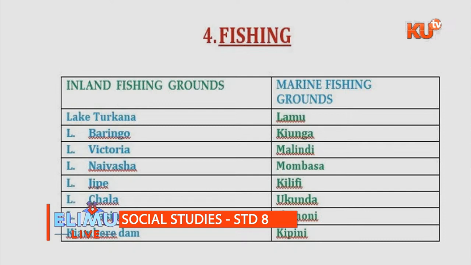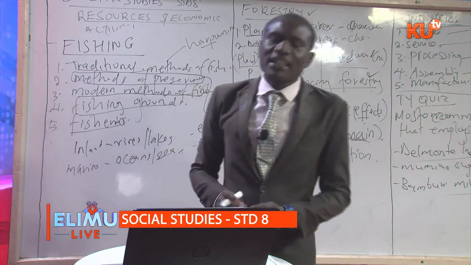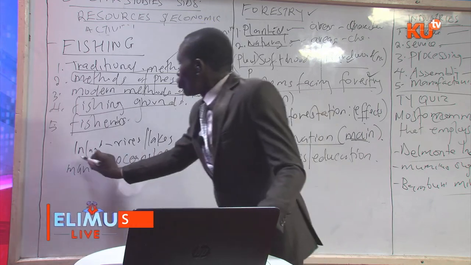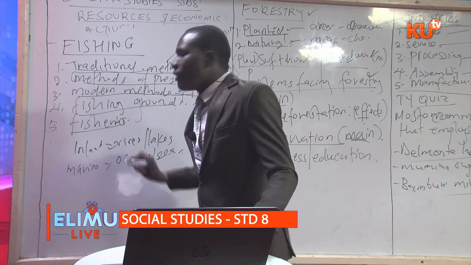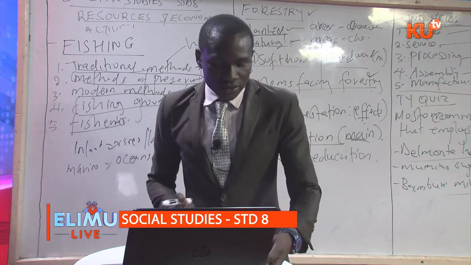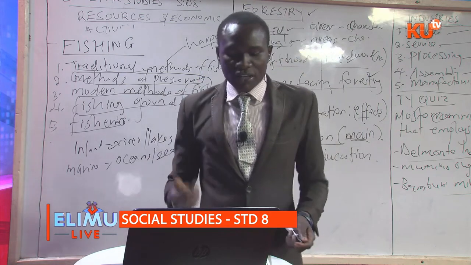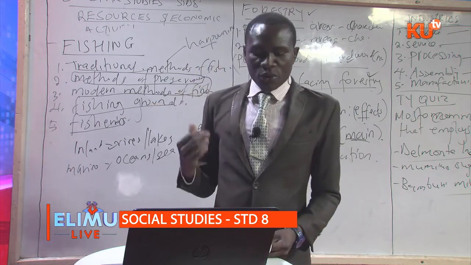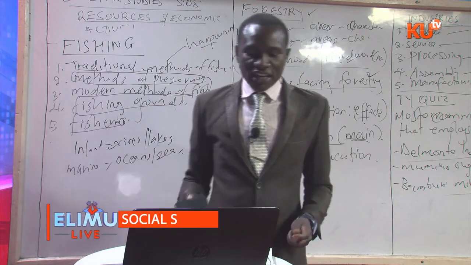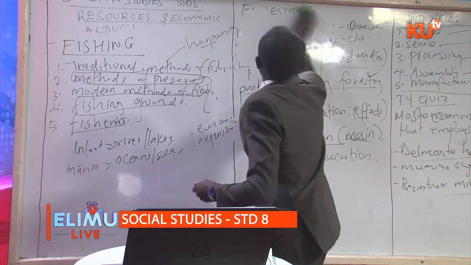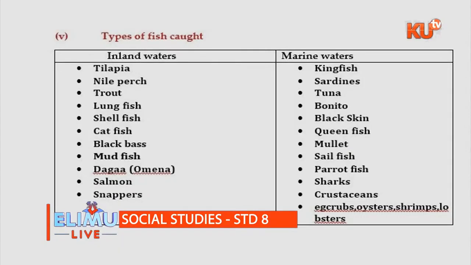Then when it comes to fisheries, they will ask you about fish that are caught in marine and fish that are caught in inland fishing grounds. So you should be able to know the fisheries that are caught in the inland and in the marine fishing ground, as we can see on the screen. On inland, we have tilapia, Nile perch, trout, lungfish, shellfish, catfish, black bass, mudfish, daga, which is omena, salmon, and snapper. You can see them on the screen. Just put them on the screen, kindly, my director, so that our viewers can see the fish that are caught in marine and inland fishing ground. They are there, you can see them very clearly.